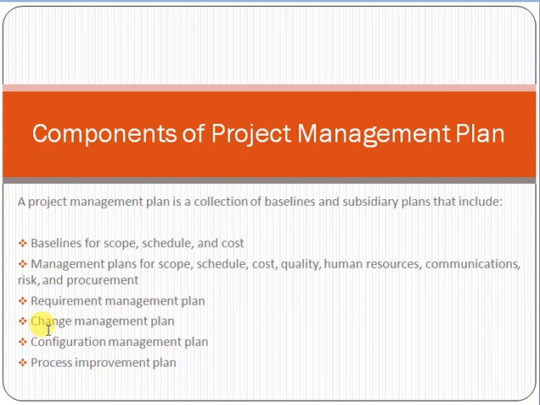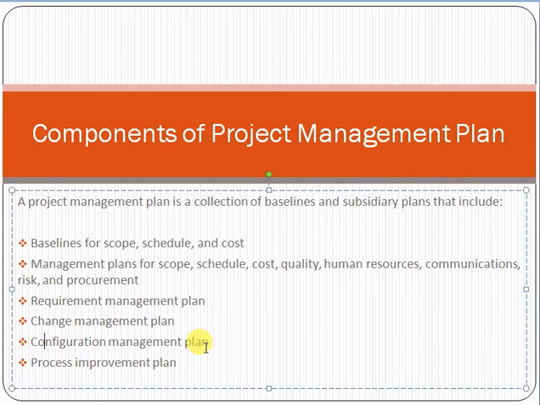Remember one thing, the change management plan tells you how you will manage, accept or reject a change, and how it will become part of the baseline. Once a change is approved, it becomes part of the baseline, and that means the baselines for scope, schedule and cost would also be revised.